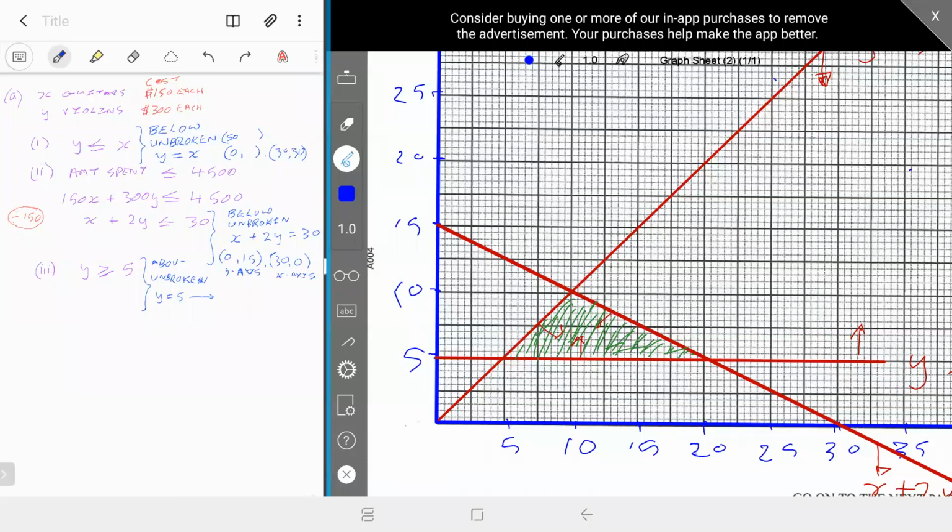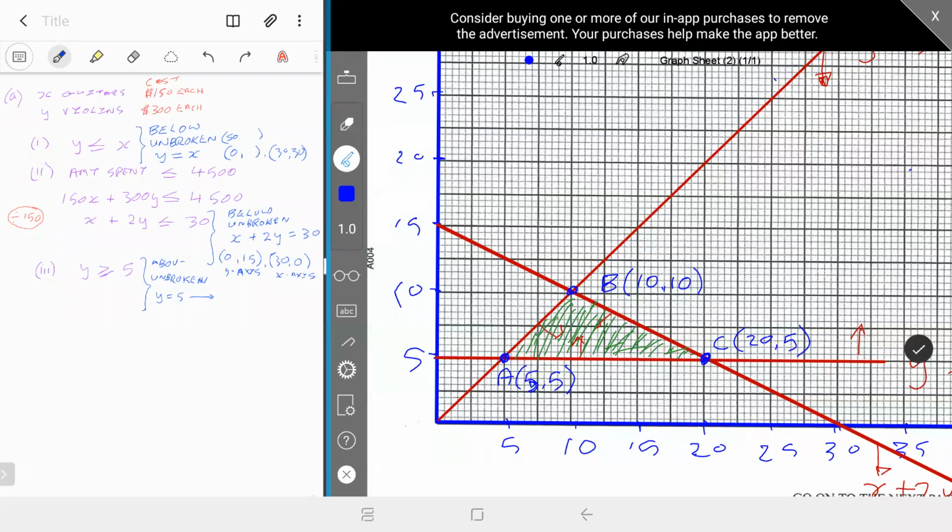So we're going to call this one A, and point A is 5, 5. Then this one we're going to call B, and B clearly is 10, 10. And then this one we're going to call C. It's actually right there. C is 25, 5. So far, so good.